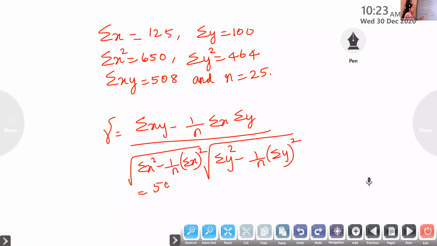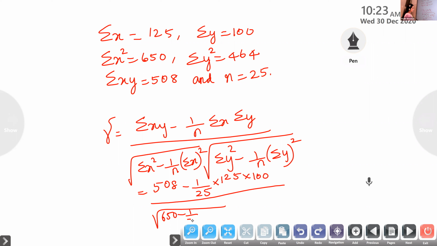It is 508 minus 1 by 25 into 125 into 100 by root of sigma x square, 650 minus 1 by 25 into sigma x the whole square, 125 the whole square, into root of 464 minus 1 by 25 into 100 the whole square.